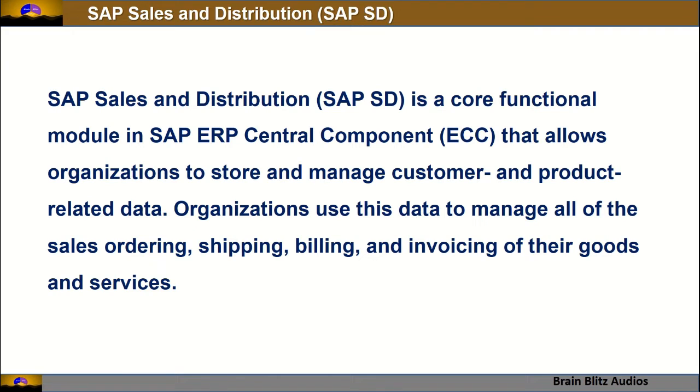These are the master data we talk about. Then the organization uses this data to manage all of the sales ordering, shipping, billing, and invoicing of their goods and services. So this is what we need to understand as far as SAP SD is concerned. Basically you need to remember sales ordering, shipping, billing, and invoicing of goods and services. This is handled by the SAP SD module.